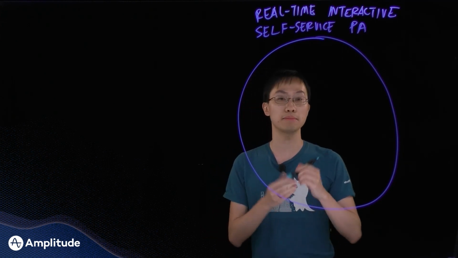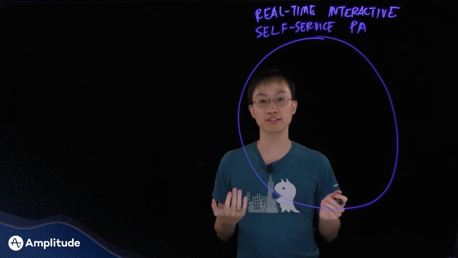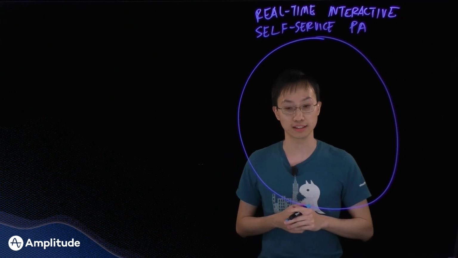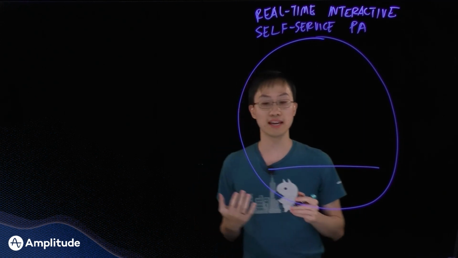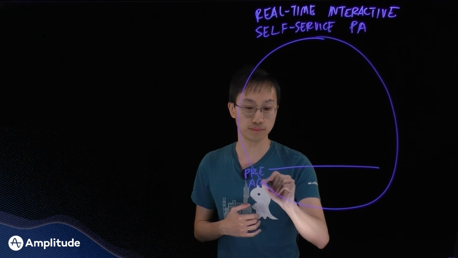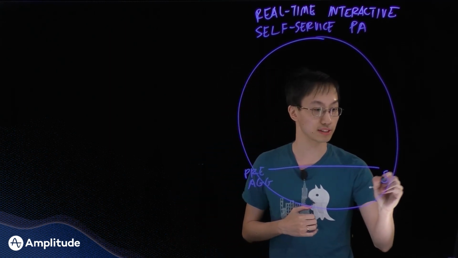All right, so when we're talking about this space, it might be helpful to start by looking at what kind of existing approaches exist out there today. And that'll put our system in context. So at the bottom here, I'll draw a spectrum. And on one end of this spectrum, we'll call this pre-aggregation. And I'll go into a little bit more about what that means in a second. And the other end, we'll just call it SQL.